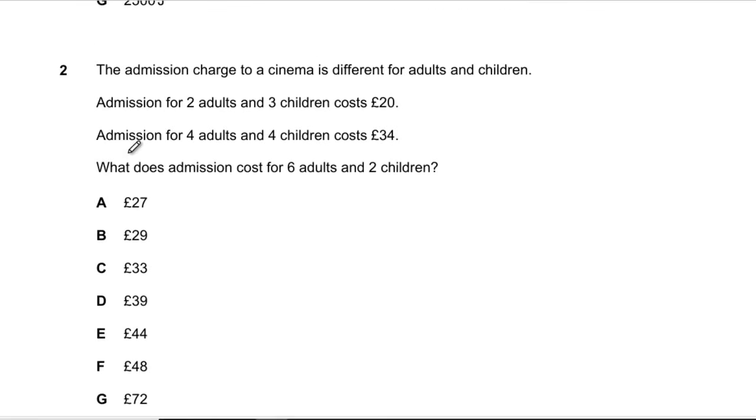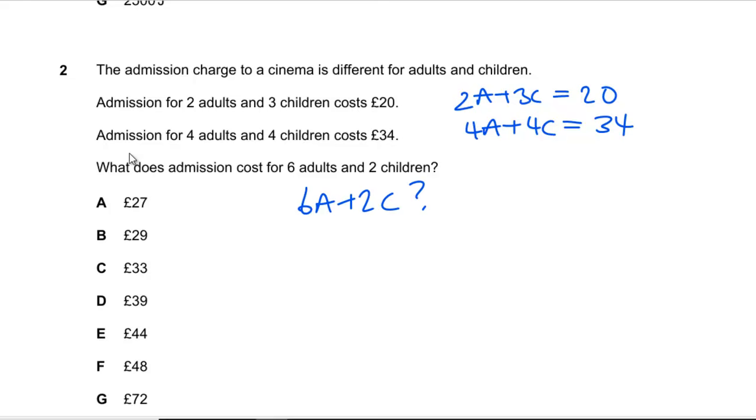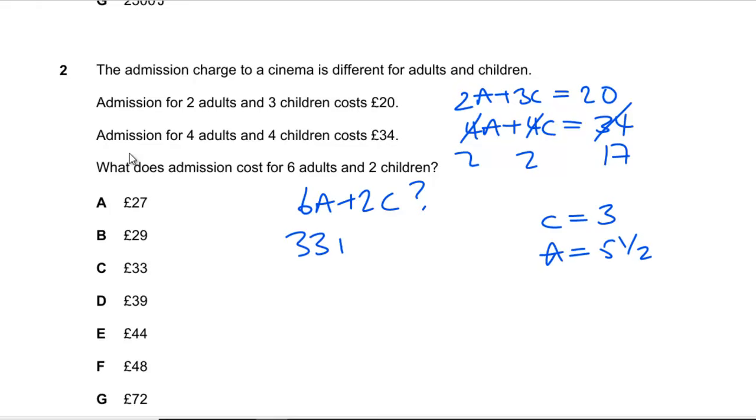Question 2, admission charge to a cinema is different for adults and children. 2 adults plus 3 children is £20. 4 adults plus 4 children is £34. And we want to get 6 adults plus 2 children. Okay, so actually we could halve this one rather than, slightly unusual, what we usually do on these simultaneous equations. Normally we're multiplying them up, but that gives us that a child is £3. So an adult will be 5.5. So we want 33 plus 6, is D. Okay.